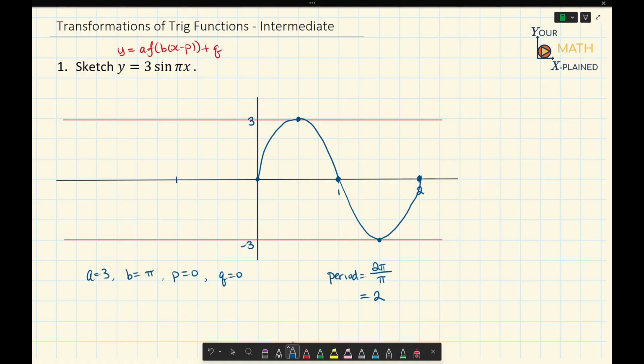And we're going to do the same thing on the left side. So that'll be negative 1 here, negative 2 there. And it's going to be 0 at negative 2 and negative 1. We're going to have our maximum at negative 3 over 2. And then our minimum is going to happen at negative 1/2. So the second full cycle is going to happen right over here.